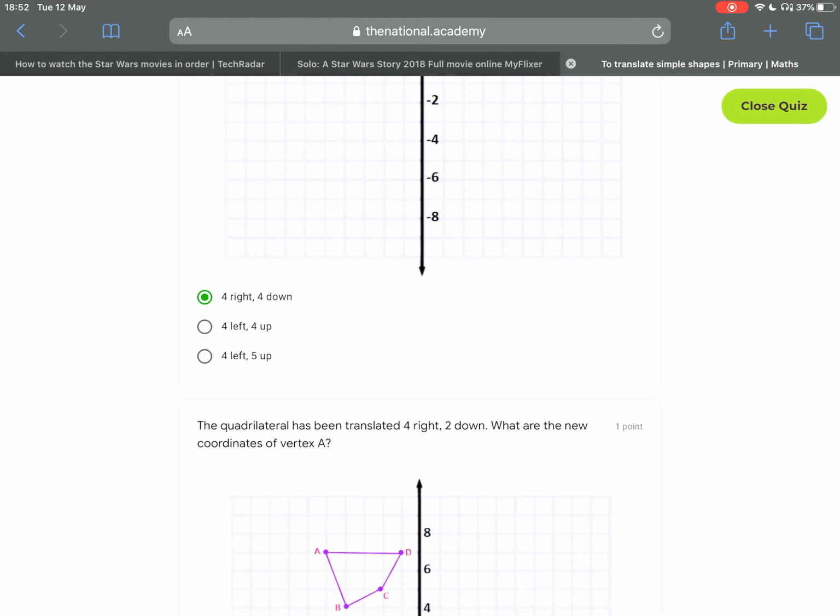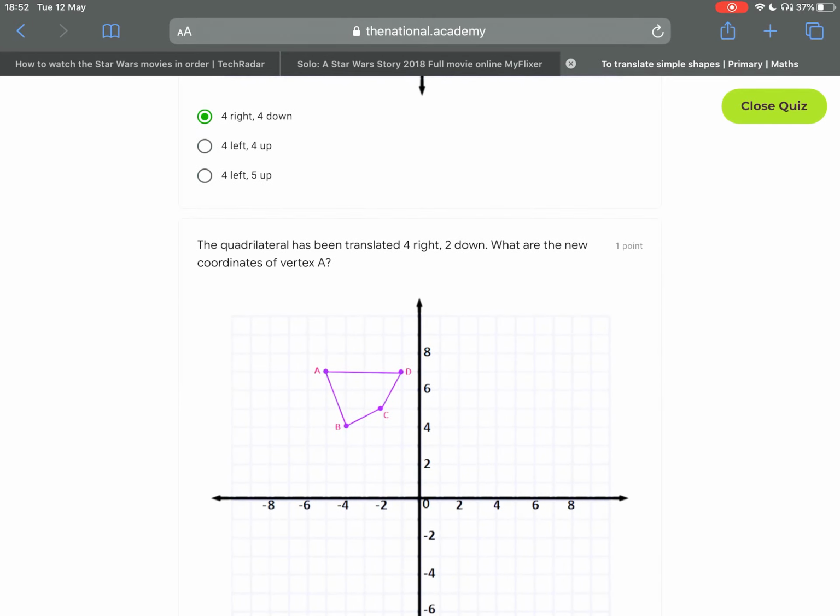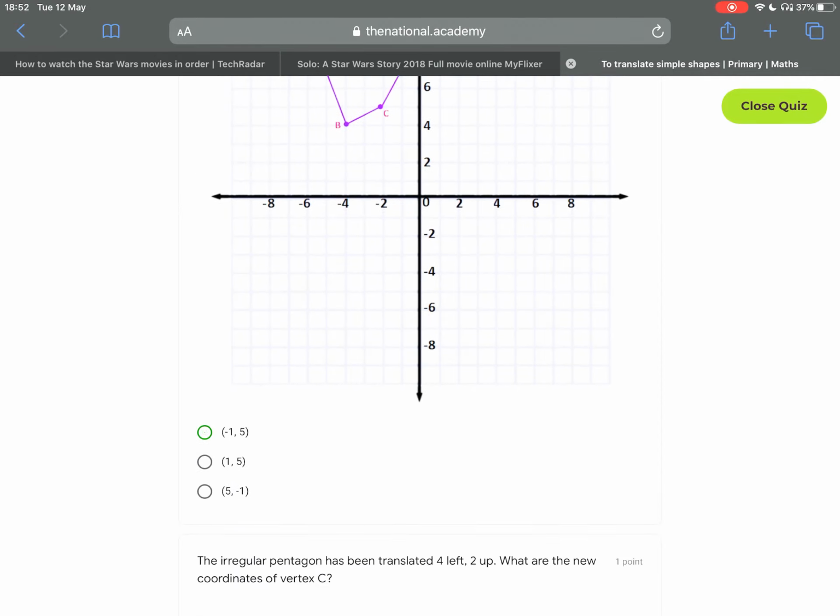What are the new coordinates of vertex A? 4 right, 2 down, so that would be 1, 2, A. So 1, 2, 3, 4, 1, 2. So that would be -1, 5.